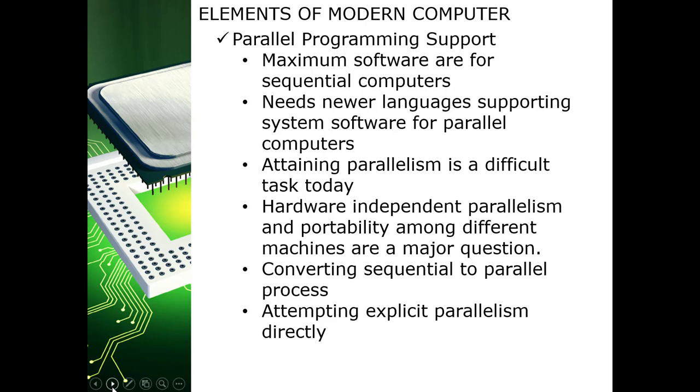Later we are going to see implicit and explicit parallelism, the types of parallelism. So what about implicit parallelism? Converting a sequential process into parallel, as I said just now. Converting a sequential program into a parallel process, that is implicit parallelism. So attaining implicit parallelism is possible today. There is no chance for attaining explicit parallelism. That means implementing directly on hardware, writing a direct parallel program is not possible today. So attempting explicit parallelism directly is the main need of today's computing process.